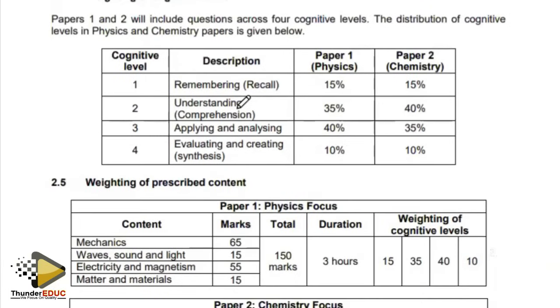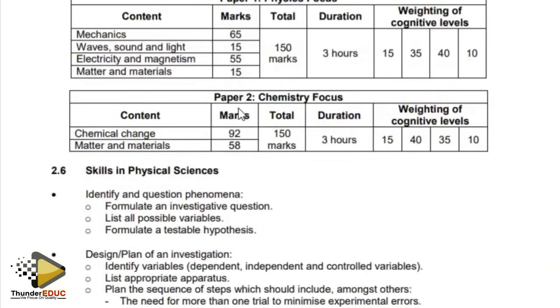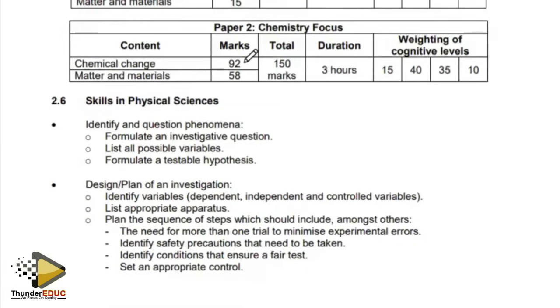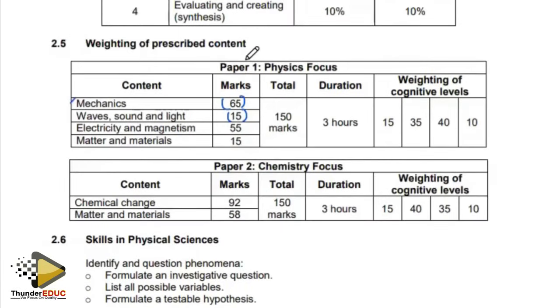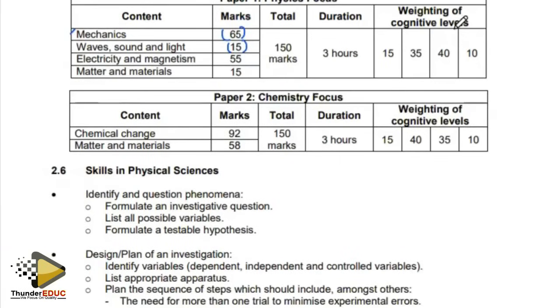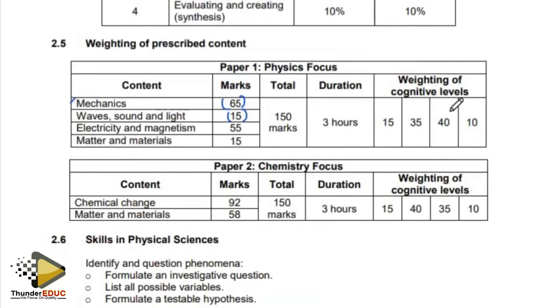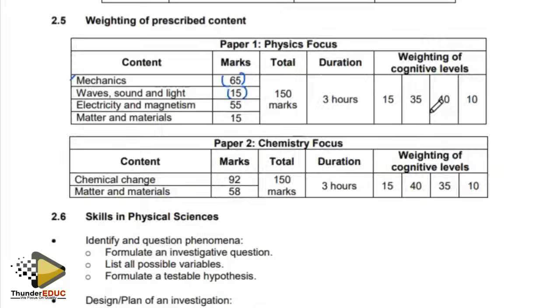As per the weighting of the paper, we shall have mechanics. Mechanics is going to carry most of the marks, which is maybe 65 plus minus. And then the waves, sound, and light shall have 15 marks plus minus. Then electricity and magnetism will account for plus minus 55, and then matter and materials will go for 15 marks. Those marks will be cutting across all the levels, at least for level 1, level 2, 3, and 4. So the most complex is going to carry more or less the least amount of marks.